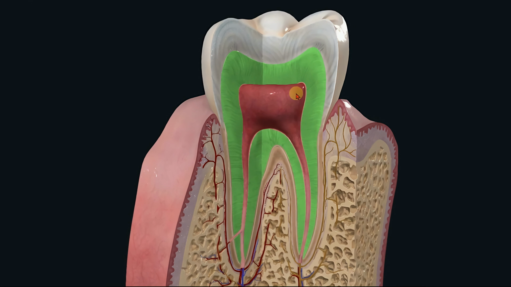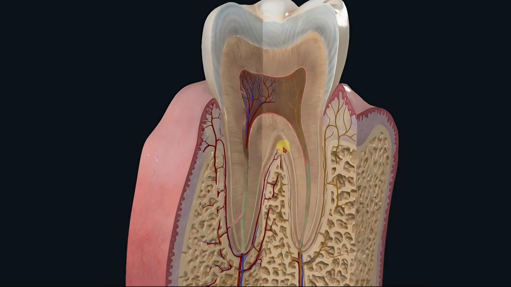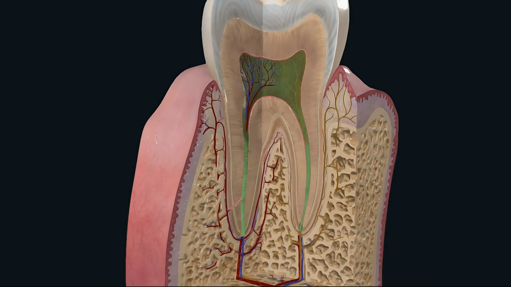Now, let's check out what's inside here. You can see this area right here. This is the pulp cavity. If we open it up, and then down here, the part of the pulp cavity within the crown is called the pulp chamber. And this part inside the root, that part of the pulp cavity is called the root canal. You've probably heard the term root canal treatment. That's exactly what this is about.